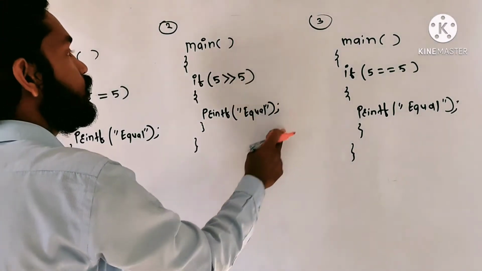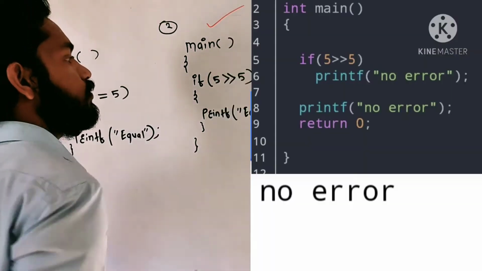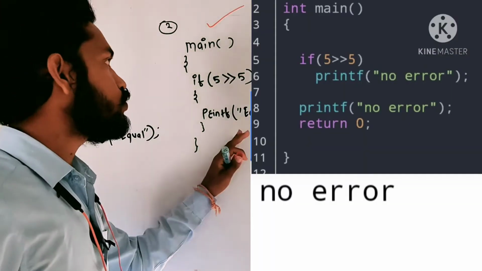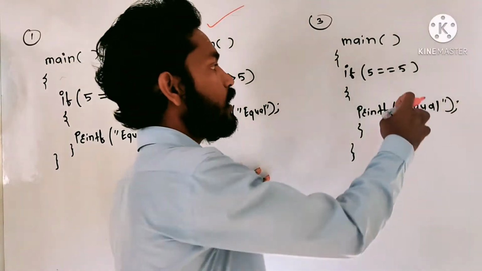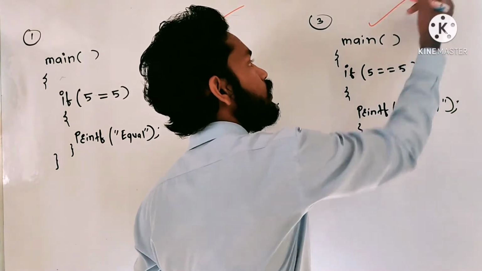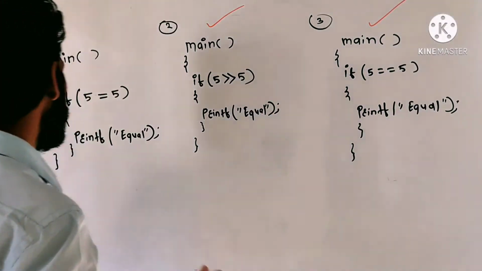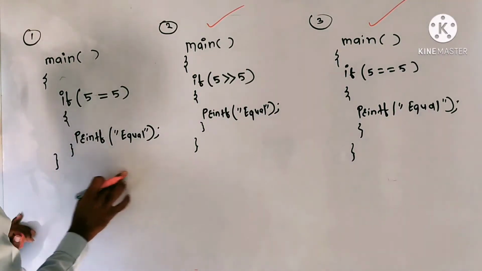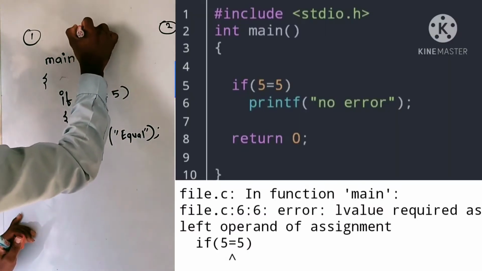this program will execute fine. There is no error in this program. If you look at this program also, there is no error. But when you look at this program, the compiler will generate an error.